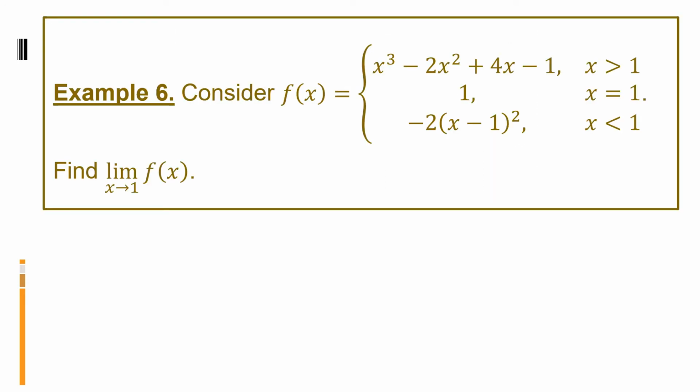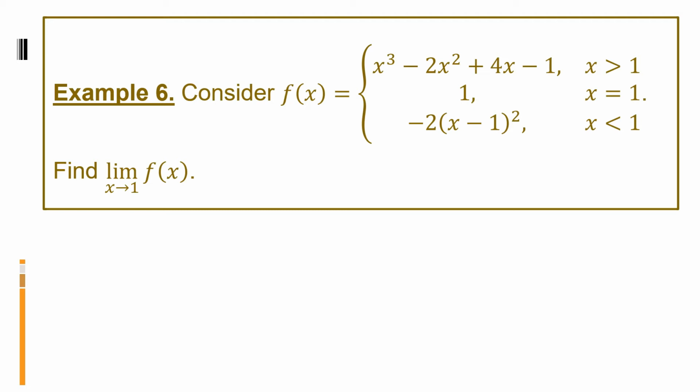So let's consider f of x to be x cubed minus 2x squared plus 4x minus 1 whenever x is greater than 1, 1 whenever x is equal to 1, and negative 2 times x minus 1 squared whenever x is less than 1. So let's find the limit as x approaches 1 of f of x.